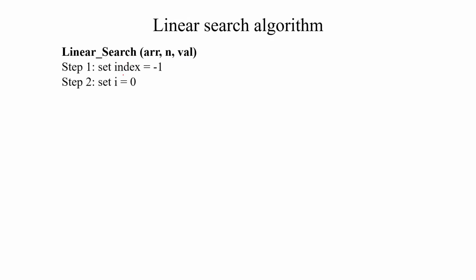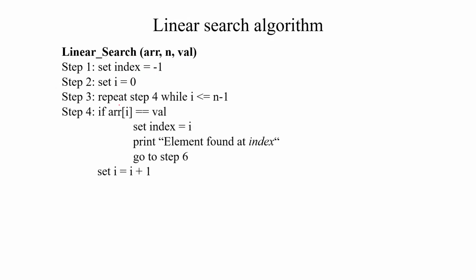Step number 1: we are setting index equal to -1. Why we are setting index equal to -1, we are going to see. Step number 2: I is equal to 0 we are setting, because we are going to run a loop which starts from index I equal to 0.